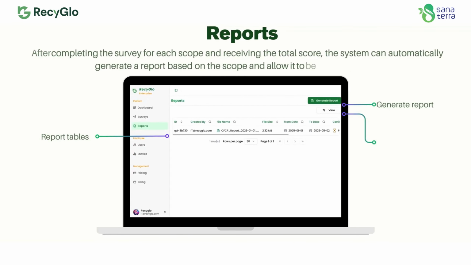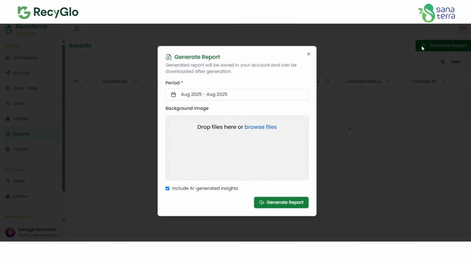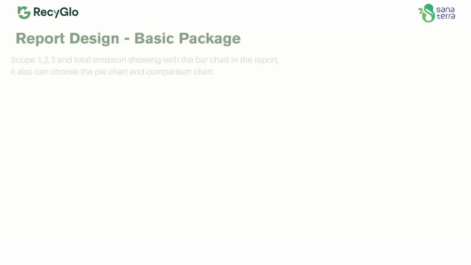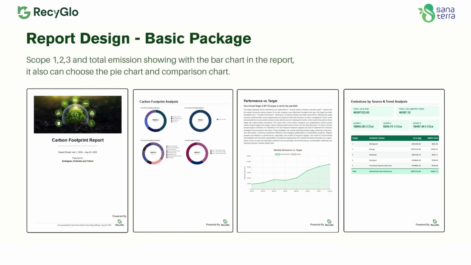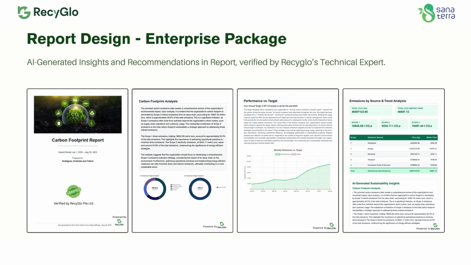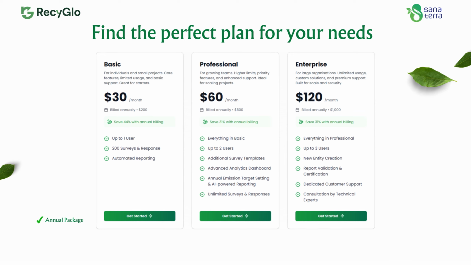To generate a report, you can select the report period and choose a cover photo. There are 2 options regarding AI-generated insights. In basic mode, AI-generated insight is not available. In professional mode, you can choose whether to include AI insights. In enterprise mode, the report includes AI-generated insights and recommendations, which are reviewed and verified by Recyclo's technical expert after the report is generated. This is our very affordable pricing plan.